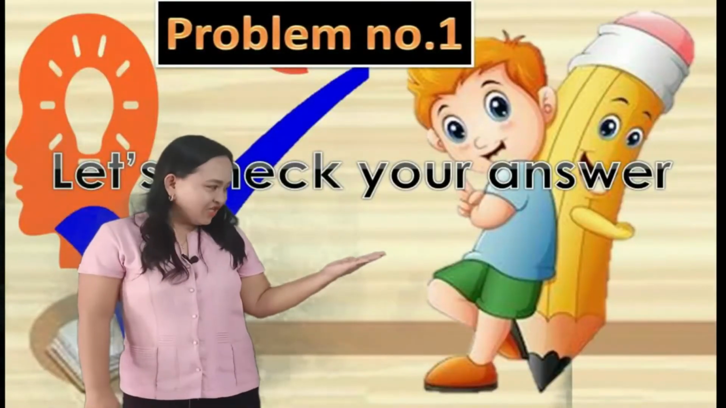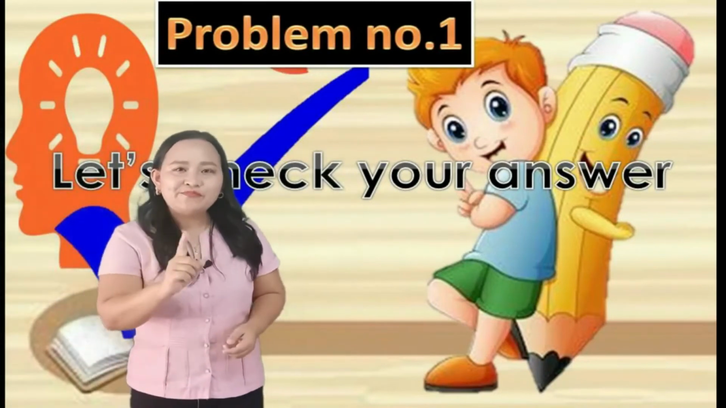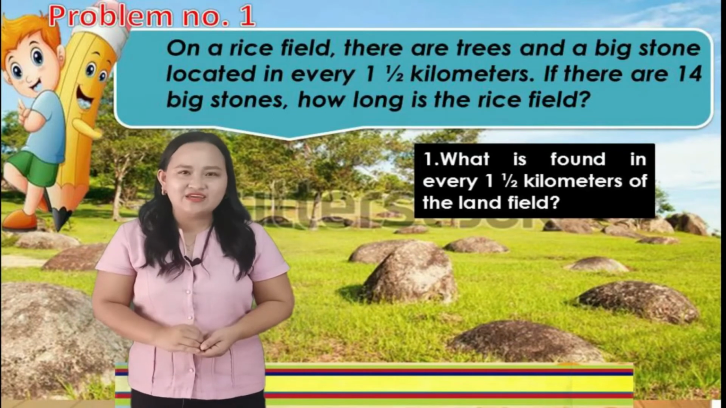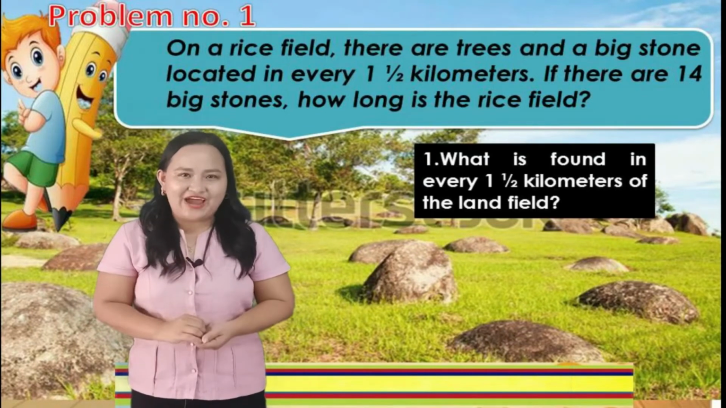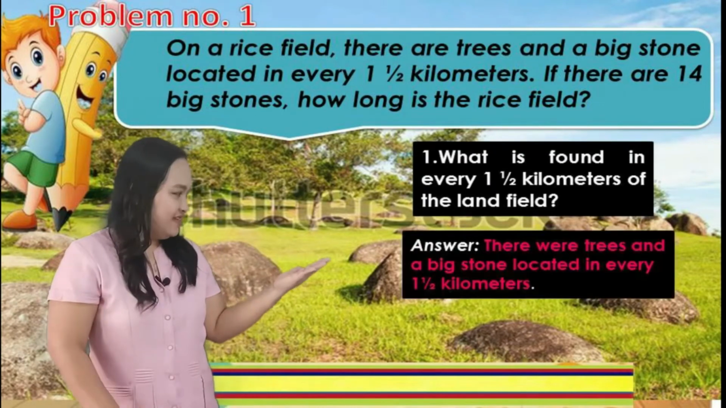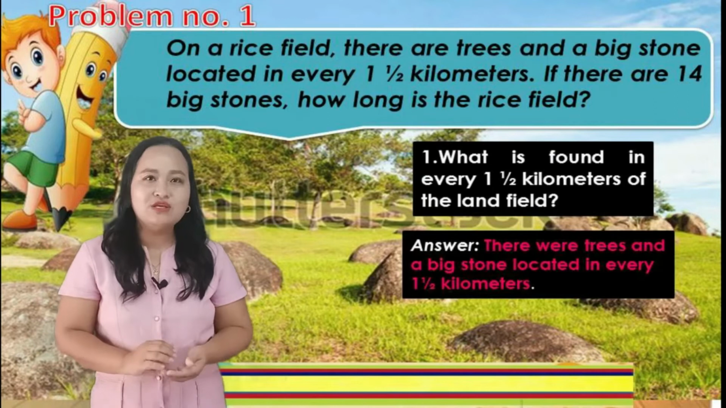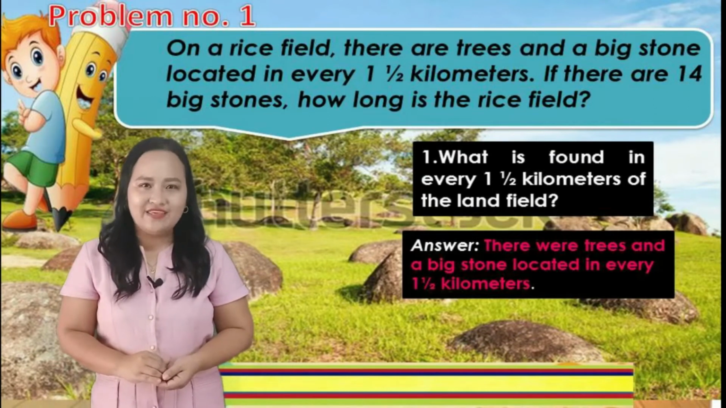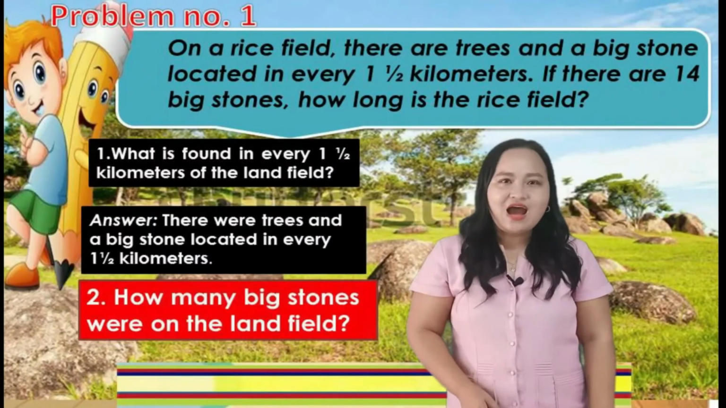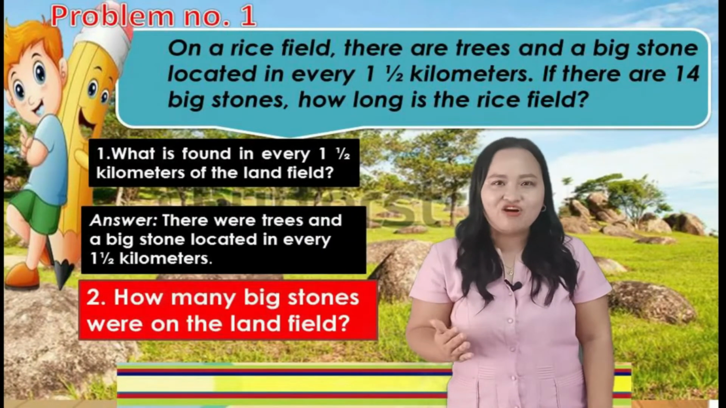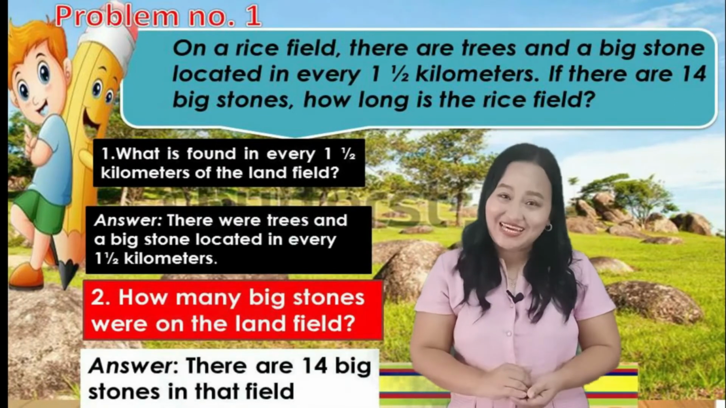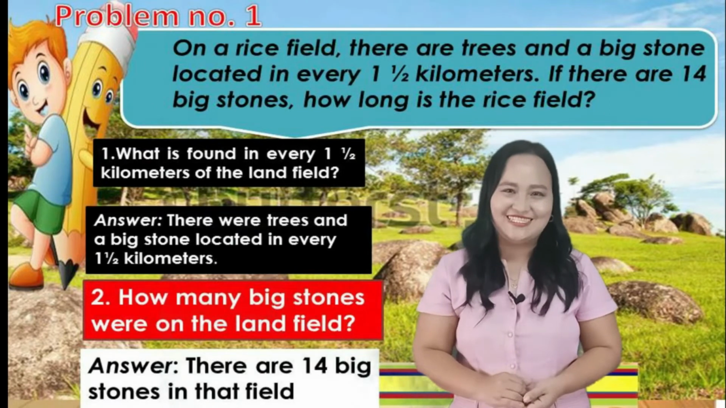Okay, let us check your answer. For problem number 1, what is found in every 1.5 kilometers of the rice field? What will be your answer? Very good! There were trees and big stones located in every 1.5 kilometers. For question number 2, how many big stones were on the land field? Correct! There were 14 big stones in that field.